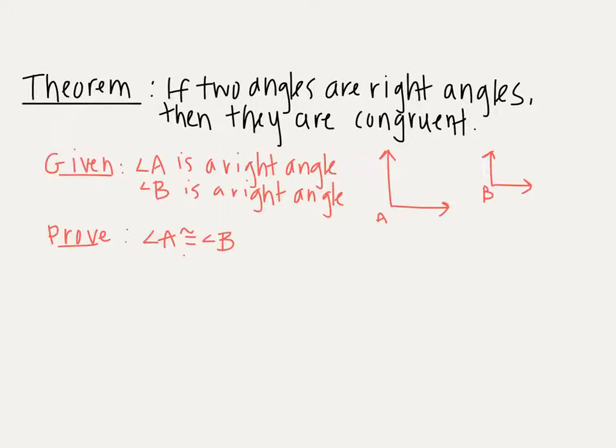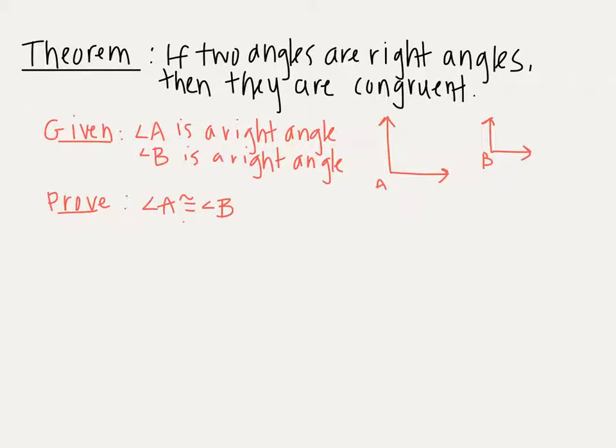So when you're trying to prove a theorem, they're usually going to give you some things. So for example, our given here is that angle A is a right angle, and we also are given that angle B is a right angle. So here are the pictures. And what we have to prove is that angle A is congruent to angle B. So we've got our picture, we've got our givens, and here's what we're trying to prove.